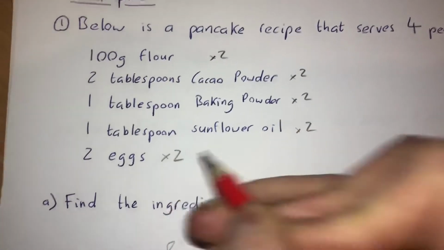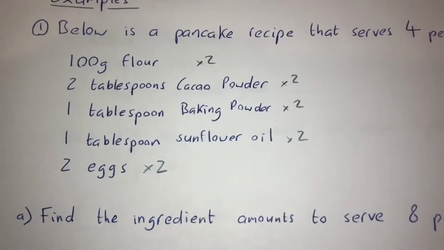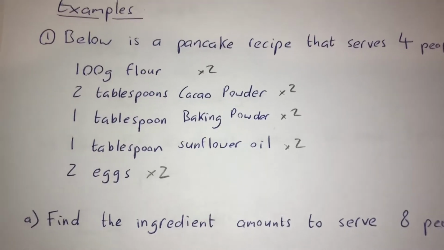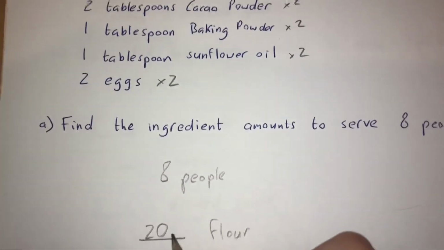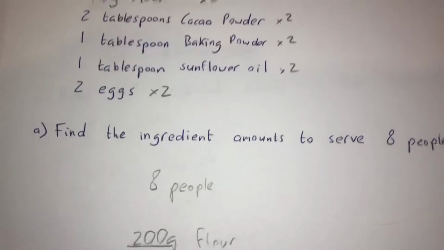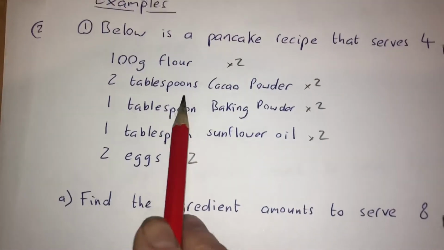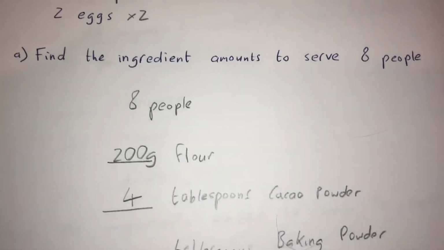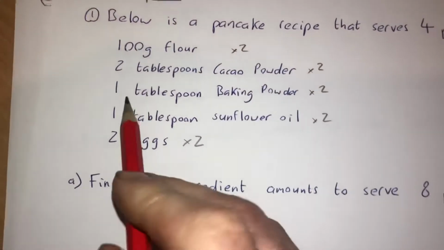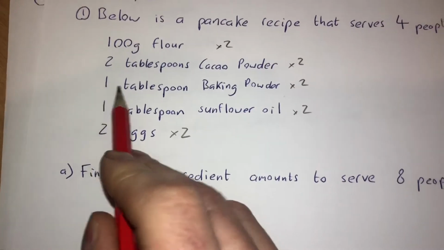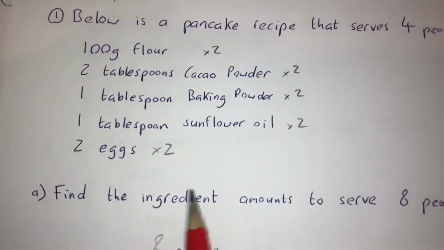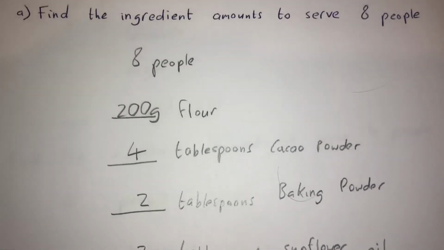So this is a very basic, straightforward example. 100 grams of flour would serve 4 people. We would need double that to serve 8 people. So therefore, for 8 people, we would need 200 grams of flour. Instead of 2 tablespoons for 4 people, we will need double that. We will need 4 tablespoons of cocoa powder to serve 8 people. And the same right the way down. 1 tablespoon baking powder becomes 2 tablespoons. 1 tablespoon sunflower oil becomes 2 tablespoons, and instead of 2 eggs, we're going to need 4 eggs.